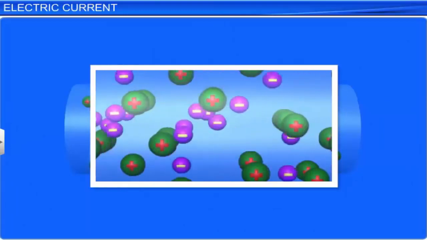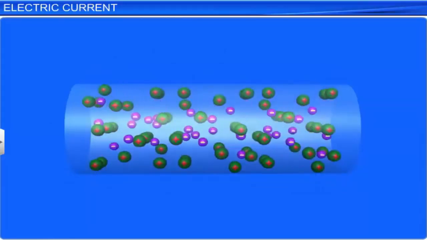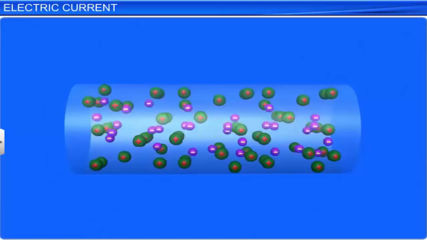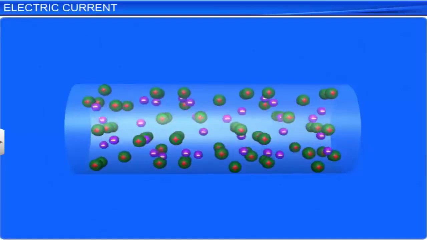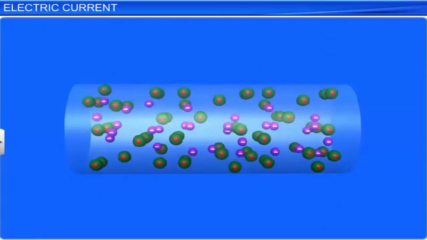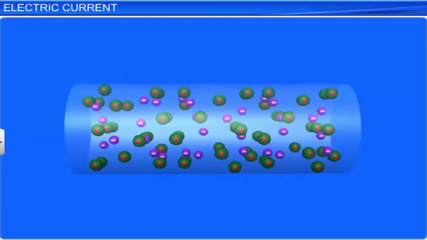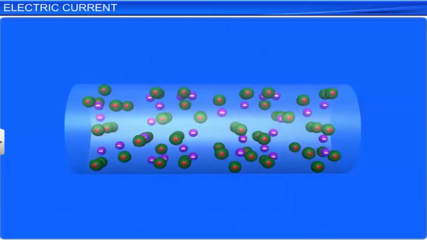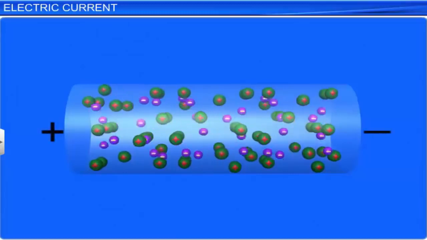On average, the number of electrons traveling in any particular direction will be equal to the number of electrons traveling in the opposite direction. Therefore, there is no net electric current. Let's apply an electric field to the metal and see what happens to the motion of these electrons.